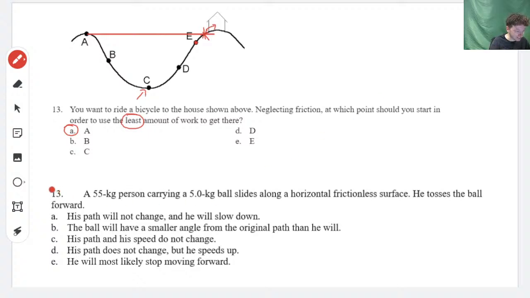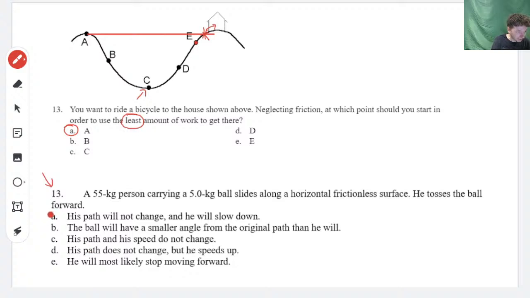All right, the second number 13, this one. A 55 kilogram person carrying a 5 kilogram ball slides along a horizontal frictionless surface. That sounds like fun. He tosses the ball forward. I'm assuming forward means the direction he's traveling, so he's moving forward and then he throws the ball ahead of him. What's going to happen? A, his path will not change and he will slow down. Well, yes, that is true. If you throw it forward, you're not throwing it left or right, so your path is not going to change. And yes, he will slow down.